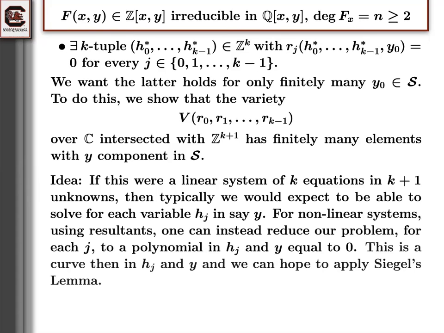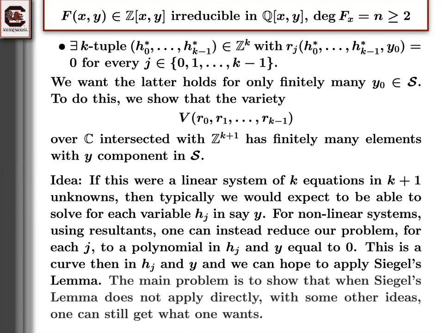Now you can hope that Siegel's lemma applies to even just one of these curves. That would tell you that, because you need all of them to be satisfied at the same time, if one of them had genus greater than or equal to 1, there are only finitely many y we need to worry about, and that would be good. But if the genus is 0, that causes more problems.